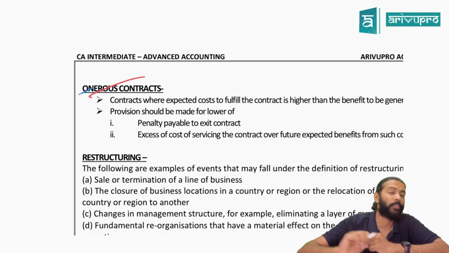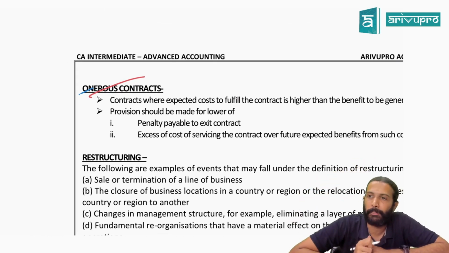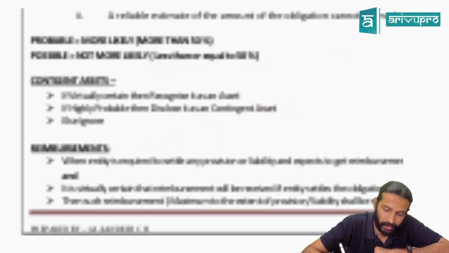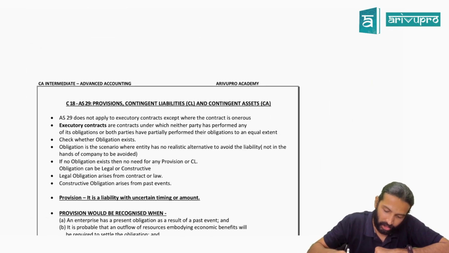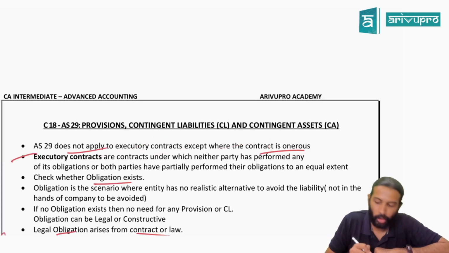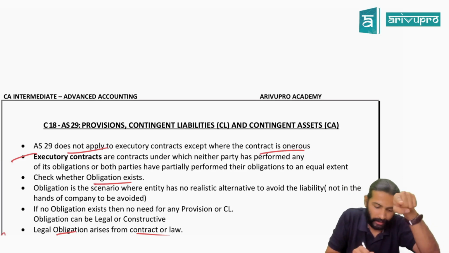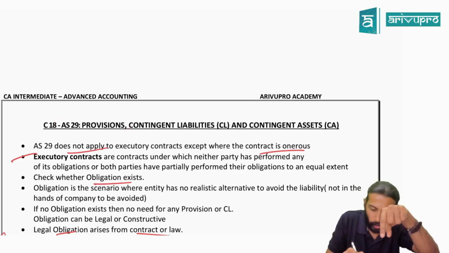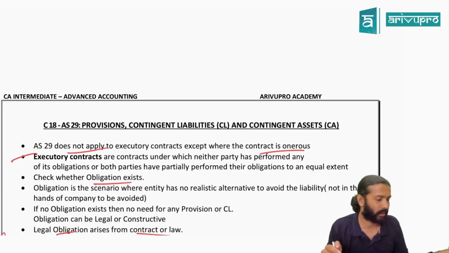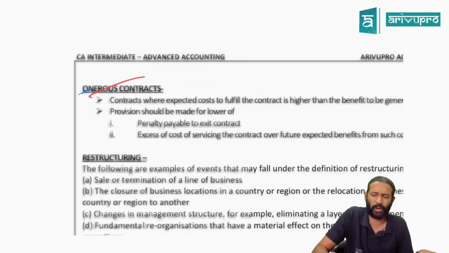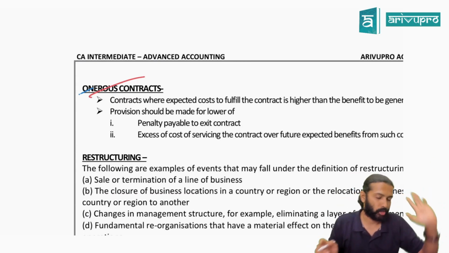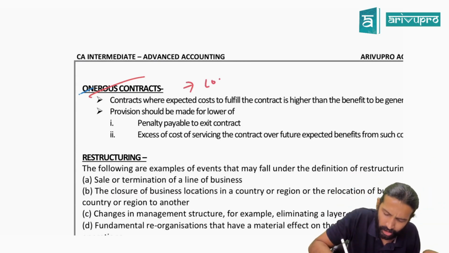So onerous, if you remember, I mentioned this earlier already. If you remember the first line here, it's given: AS 29 is not applicable for executory contracts, except where the contract is onerous. Meaning for onerous contracts, AS 29 applies. For executory contracts, AS 29 does not apply. That's all that is there in your study material. But just by writing onerous, we will not understand. So I've just tried to explain it in simple terms. Onerous contracts simply mean loss-making contracts.